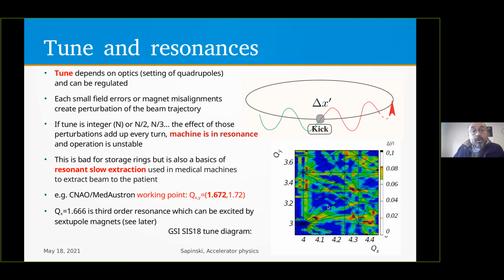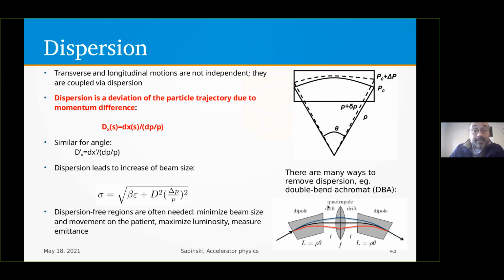And Rebecca will talk about resonance extraction tomorrow, right? So if you want to extract the beam from the machine slowly, you actually want to excite the beam. And therefore you can operate very close to the resonance tune, and the particles in the beam will be excited and will be extracted to the patient. I have 5 minutes left. Yes, thank you. Then another important point is the dispersion.